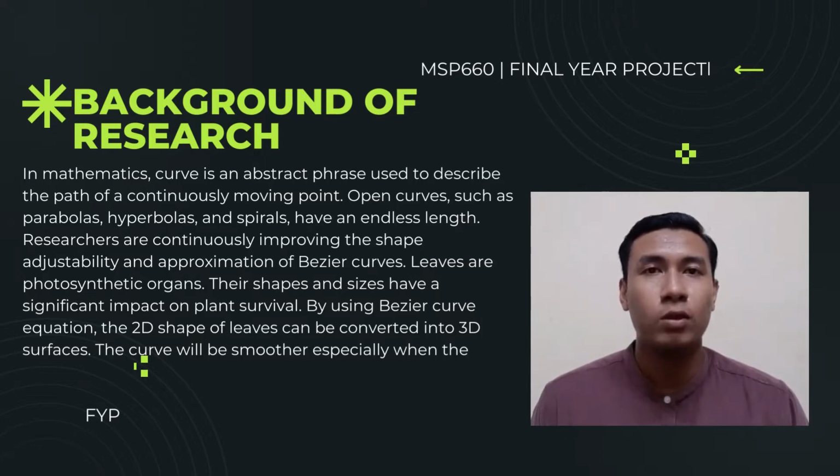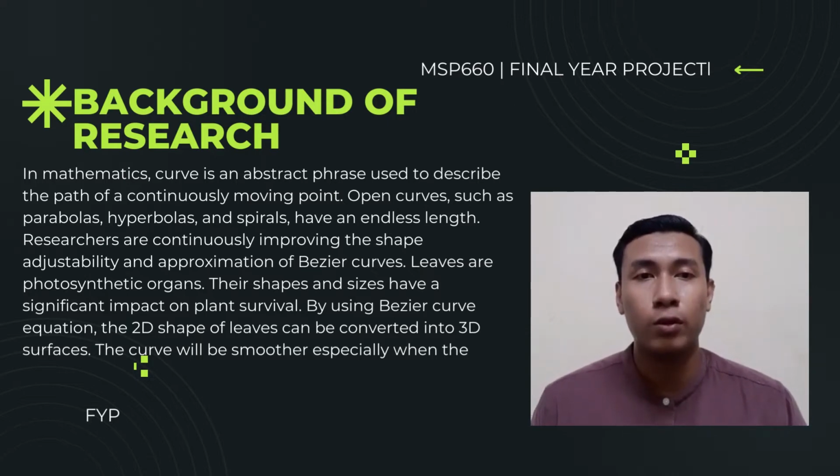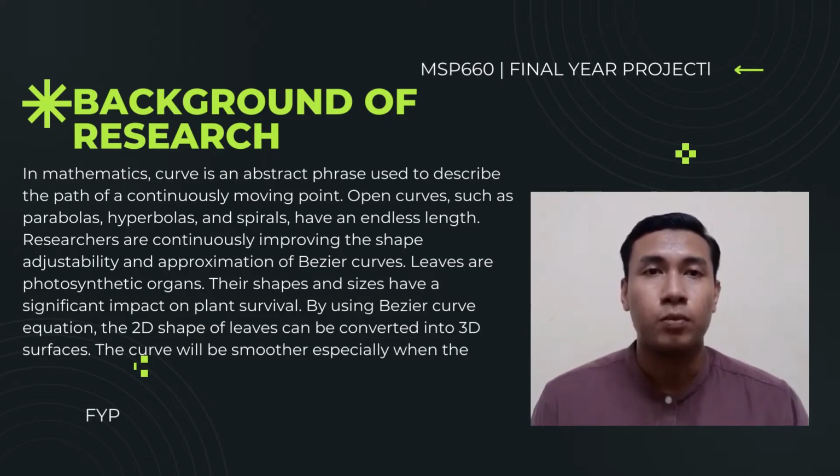So why we choose a leaf? Actually, leaves are photosynthetic organs, which is their shape and their size have a significant impact on plant survival. The wider the surface of the leaf, therefore the more amount of sunlight can be absorbed to produce the oxygen. So by using Bezier curve, the curve will be smoother, especially when the shape of the leaf is complex.